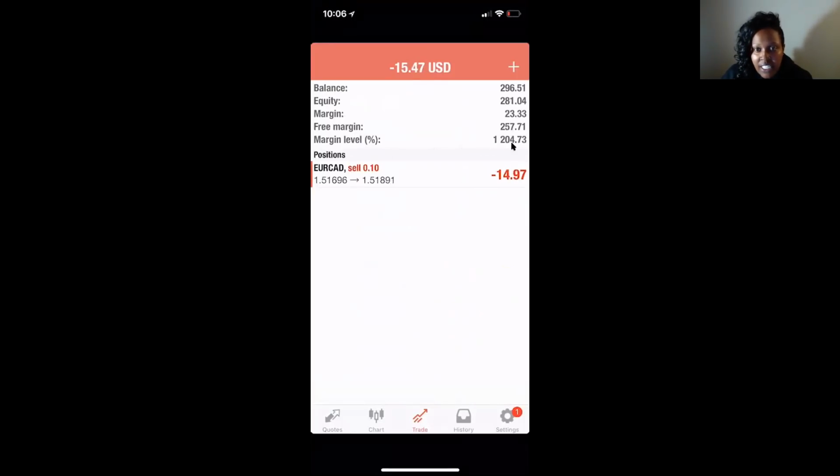Now, your margin level percentage is telling you the percentage of the margin that you have available. Different brokers have different parameters, but once you get under 100% and you start getting lower, your numbers turn red, and that's a sign that you're about to stop out.